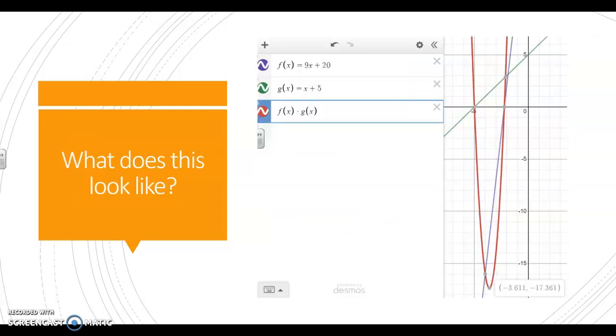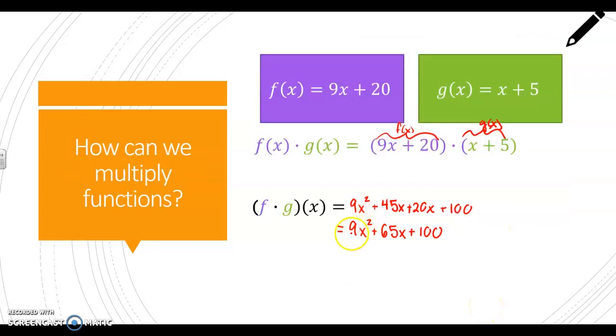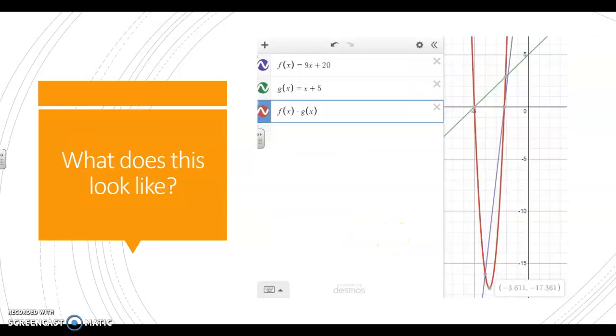So what does this look like? So here we have our blue line is our f of x, 9x plus 20, and then our green line is x plus 5. So you'll notice that those are both linear terms. When we multiply those together, however, we get our quadratic term, which we found on the second page before this was 9x squared plus 65x plus 100.